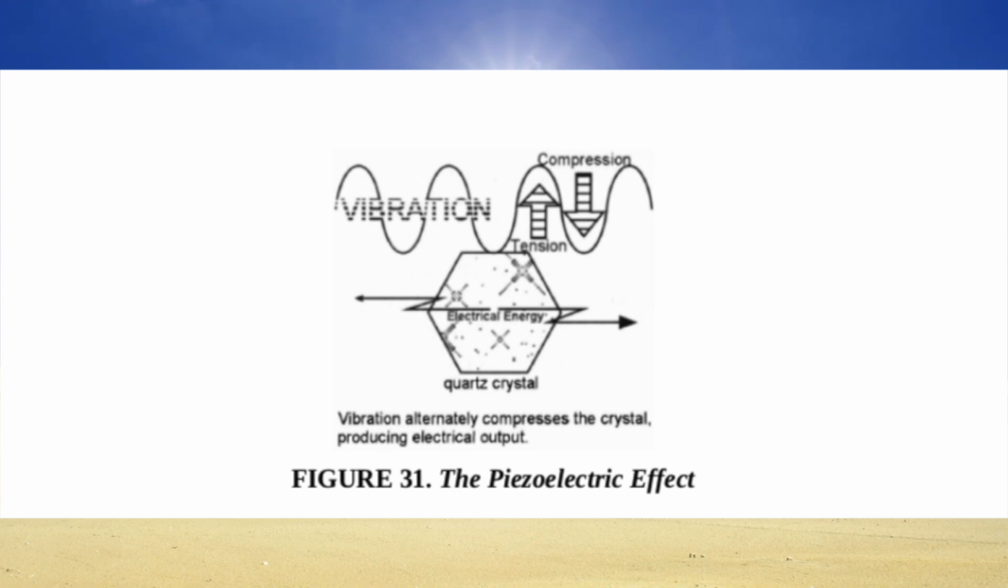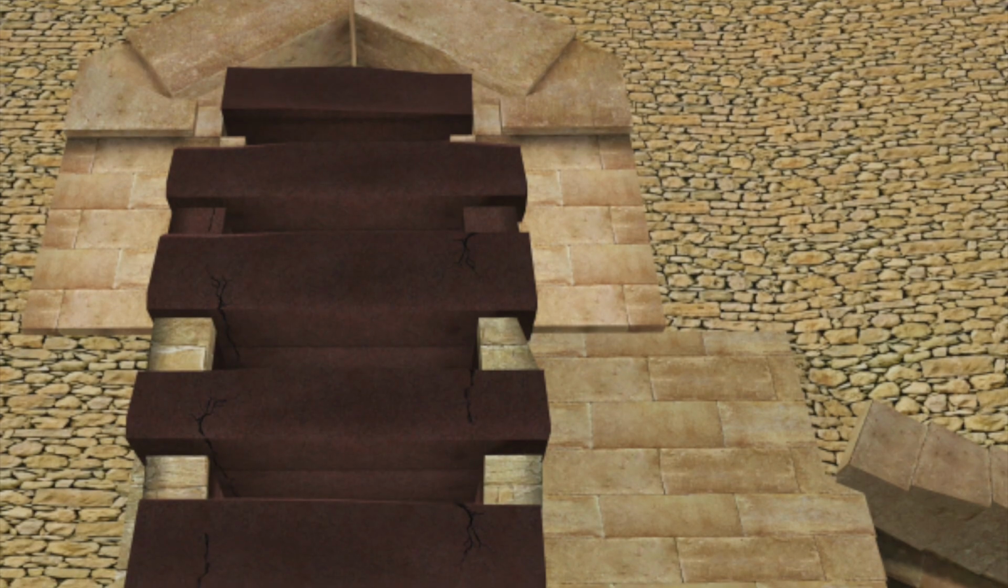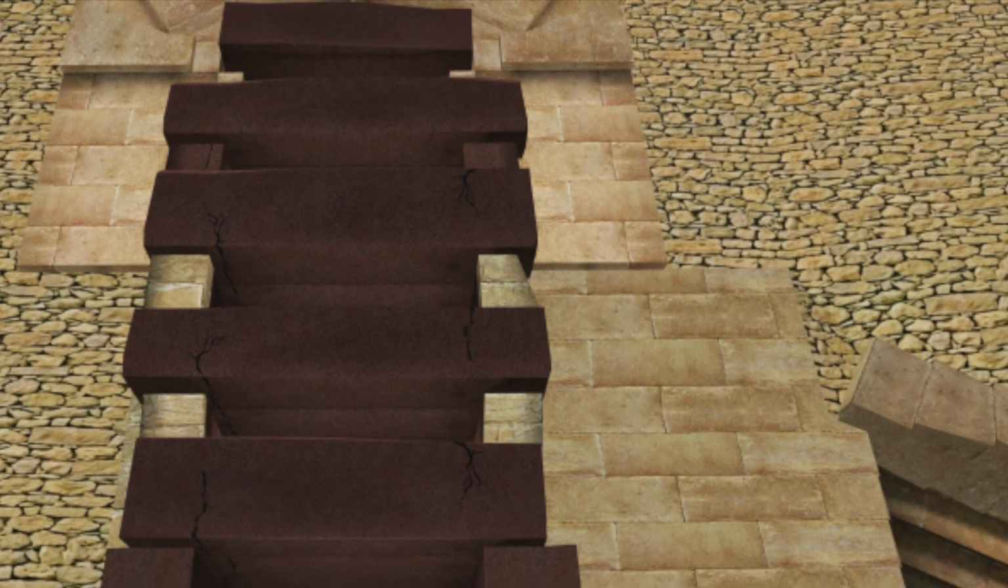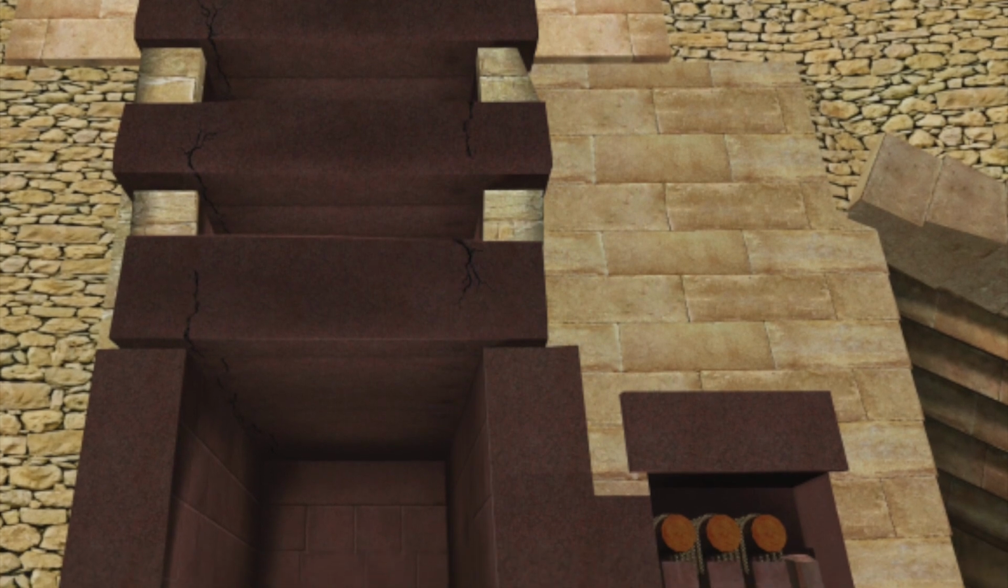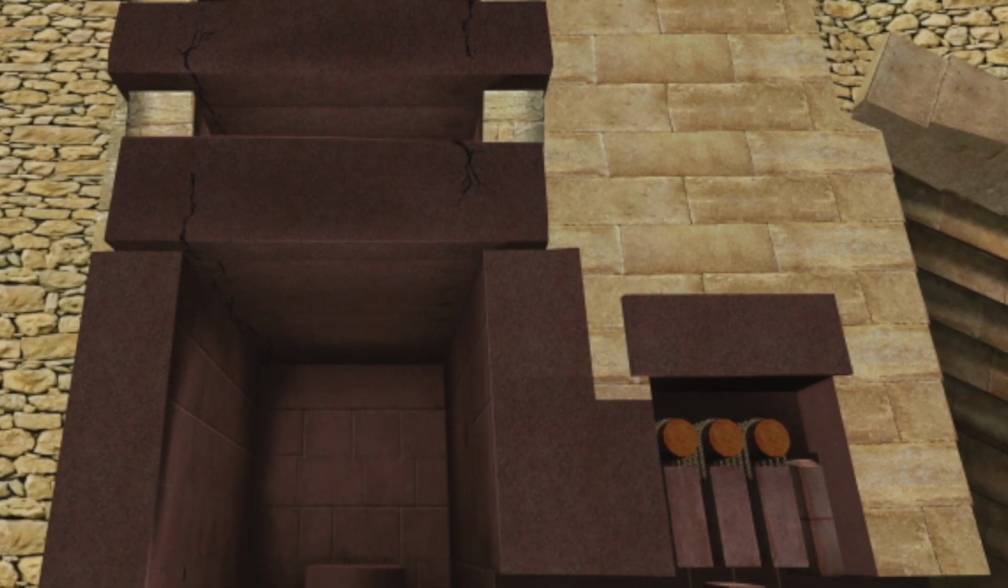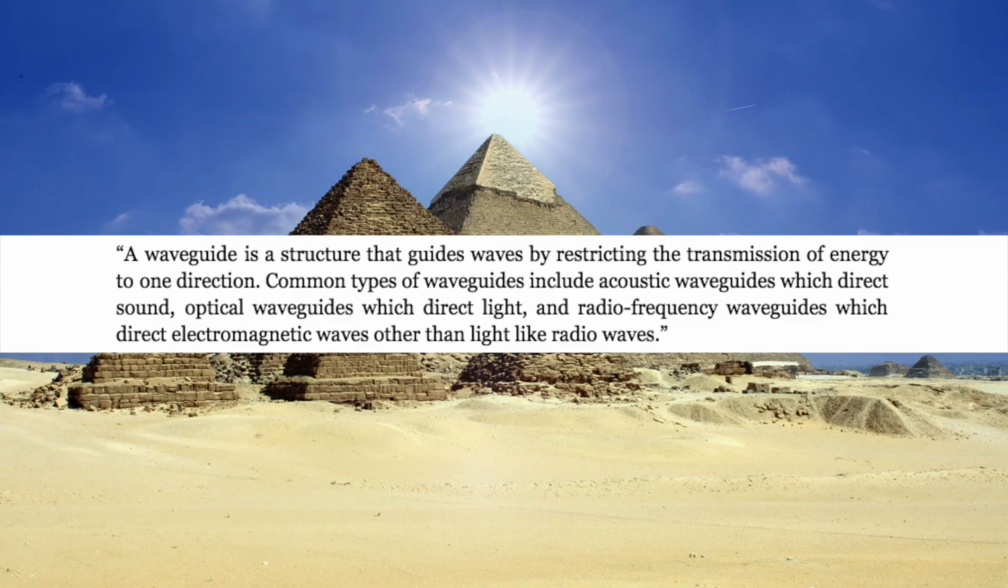Atomic hydrogen emissions from outer space have filtered into the pyramid via the King's Chamber northern shaft as part of a waveguide in this whole process. Dunn's explanation of a waveguide confused the living daylights out of me, so this is what Wikipedia says a waveguide is. A waveguide is a structure that guides waves by restricting the transmission of energy to one direction. Common types of waveguides include acoustic waveguides which direct sound, optical waveguides which direct light, and radio frequency waveguides which direct electromagnetic waves other than light, like radio waves.